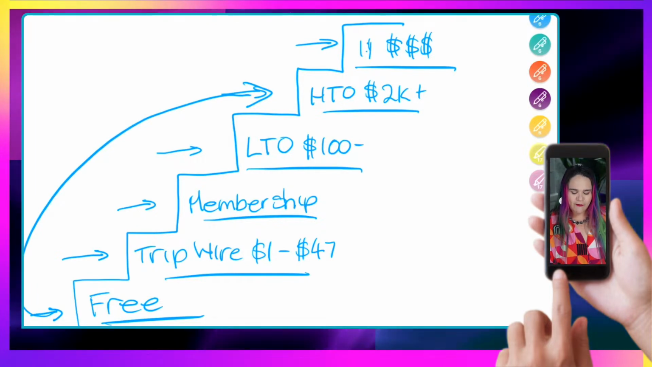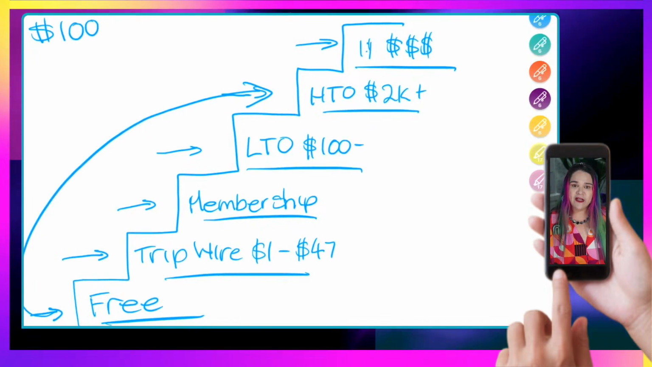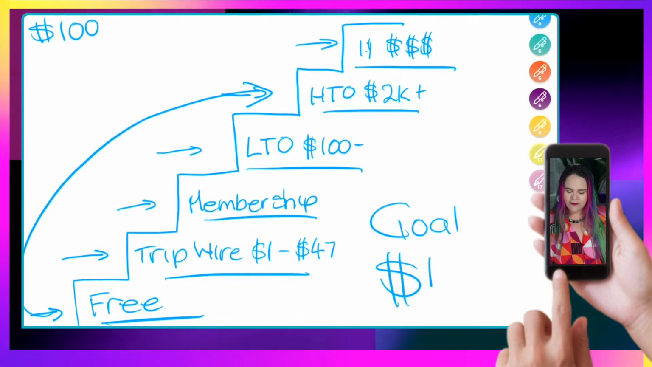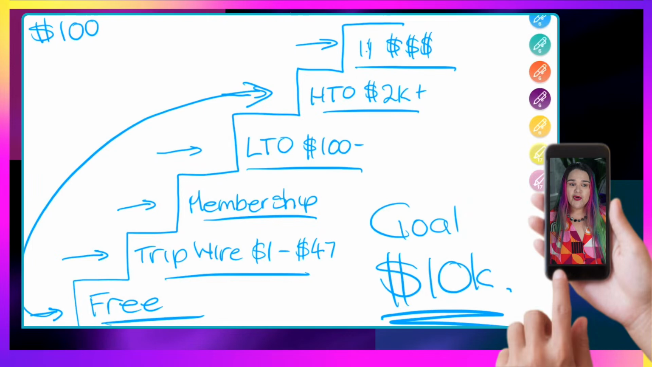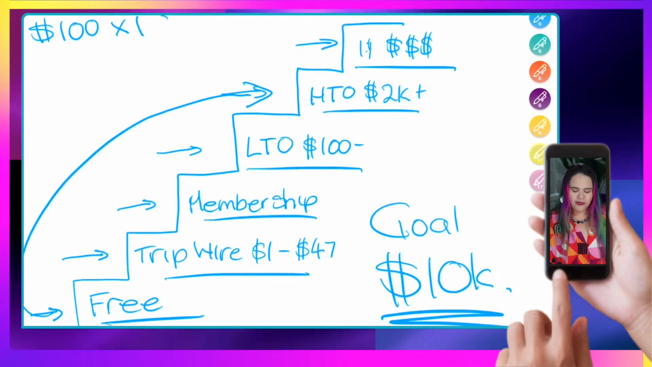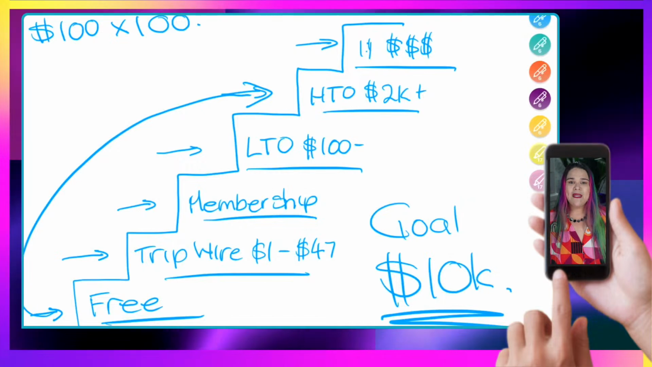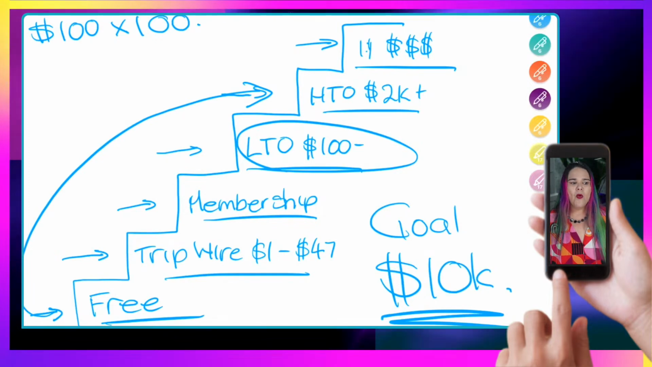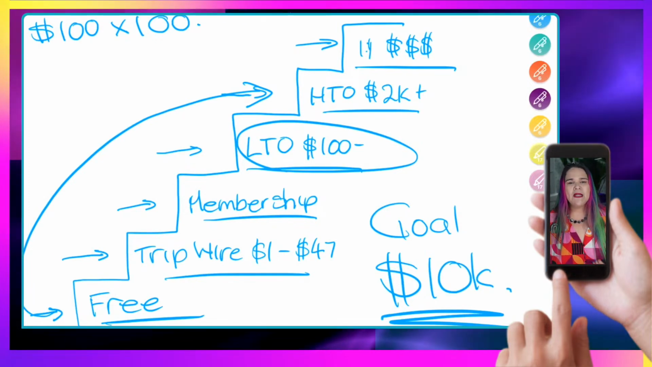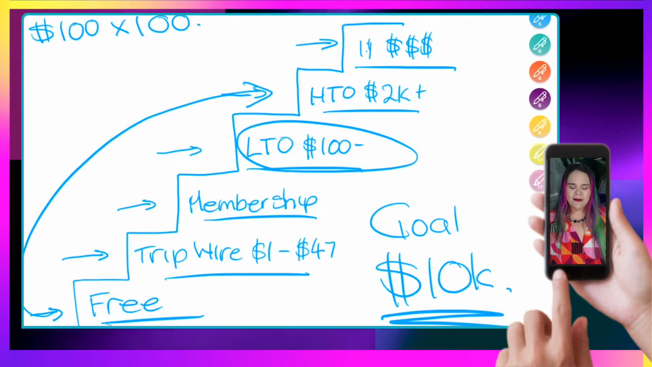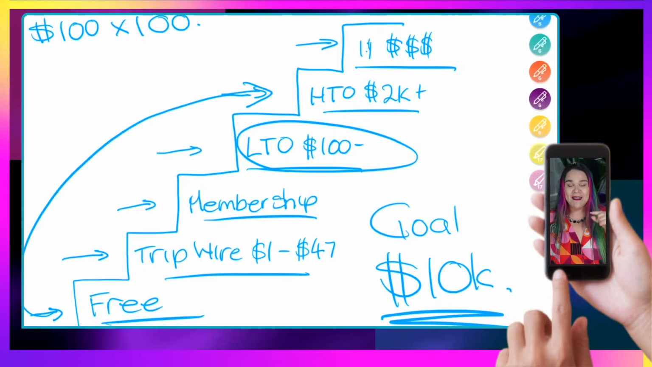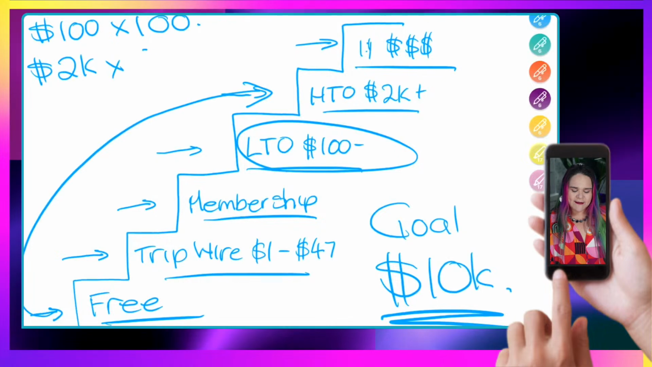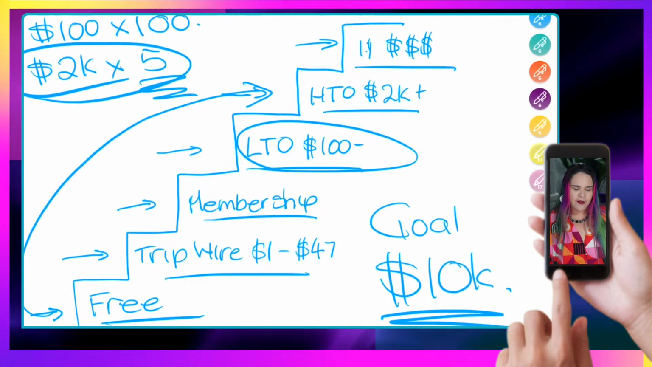So for example, if we were selling a $100 low ticket offer, and maybe your monthly income goal is $10,000 a month, you would have to sell 100 in a month to hit that income goal if you were trying to sell a low ticket offer. Now, what if you focused on selling only the high ticket offer? You pick that one thing and dial it in. Then if you had a $2,000 offer, you only need to sell 5 to hit it.